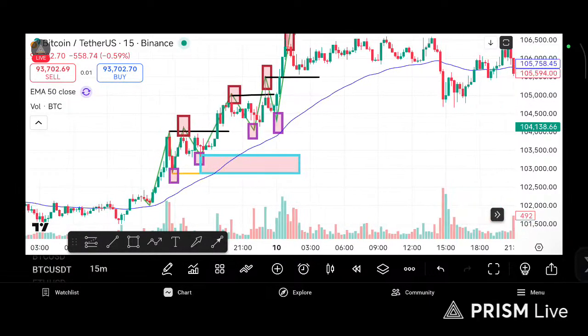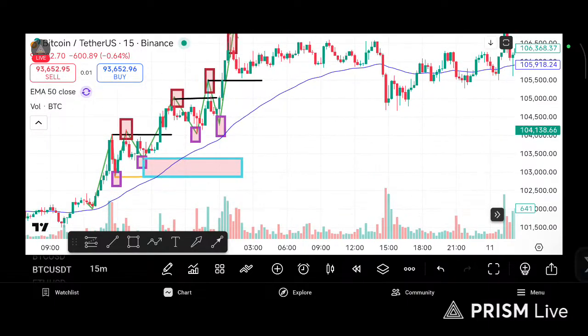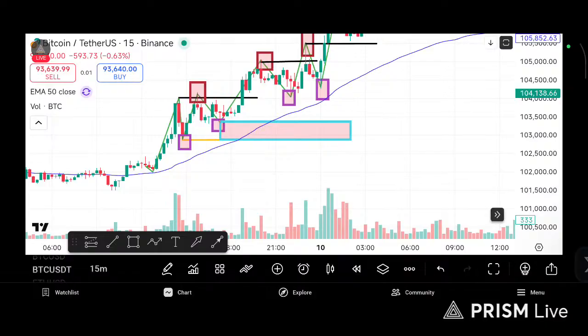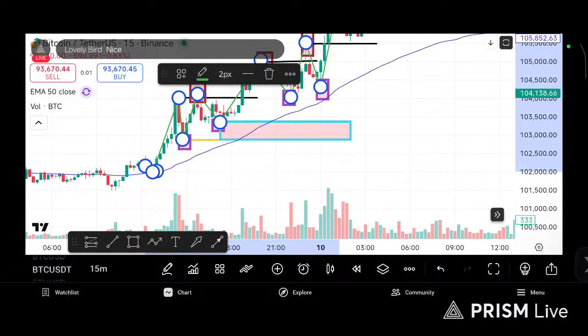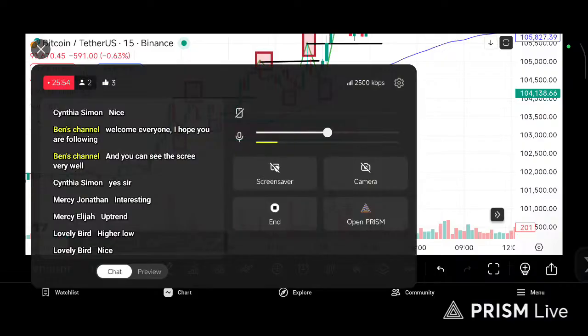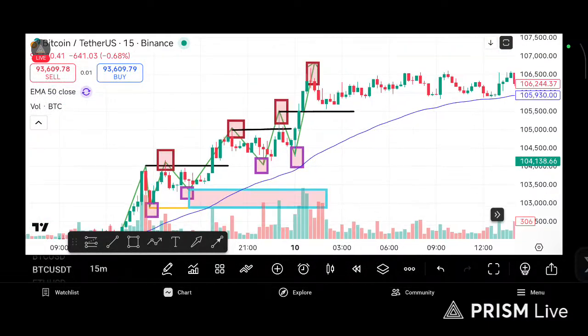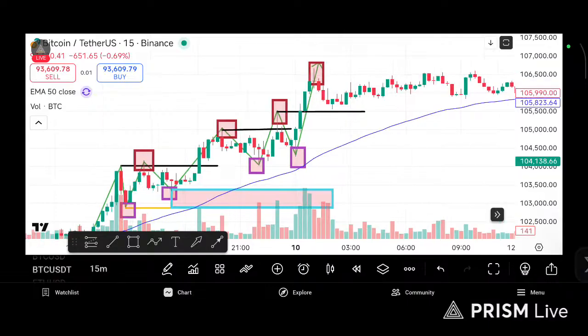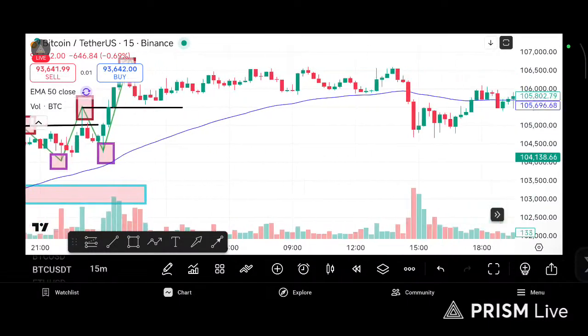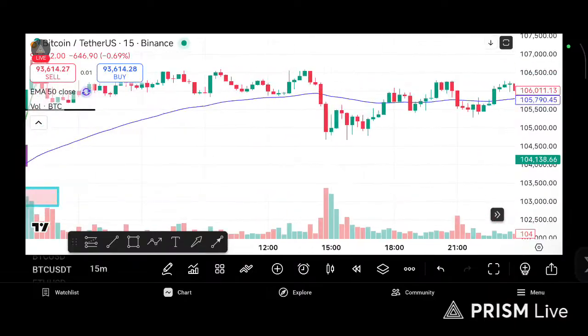So after having this protected high and protected low, this is what is going to happen in the market. It's a protected low, and that is what is happening in the market. So this is your protected low and this is your protected high. Now you're going to watch when the market is going to go up. Well, the market is going high.